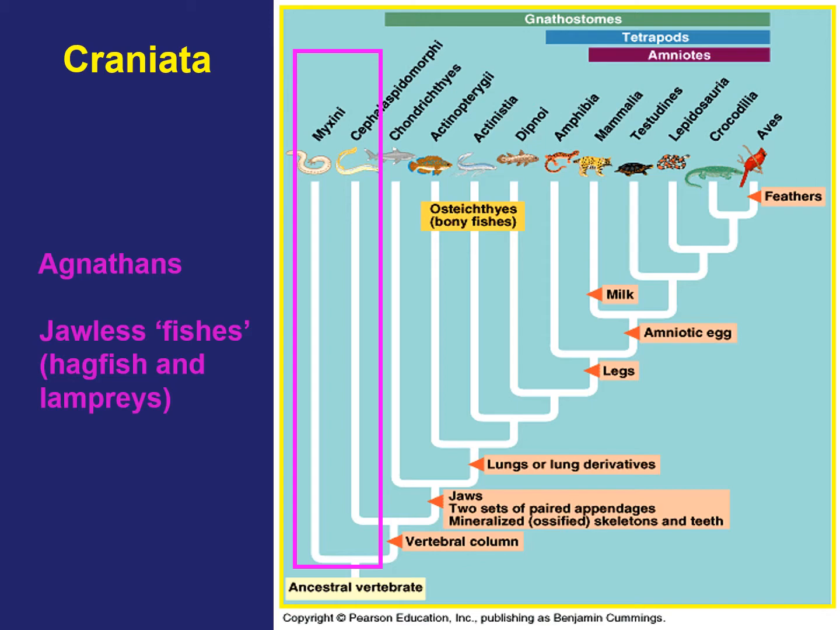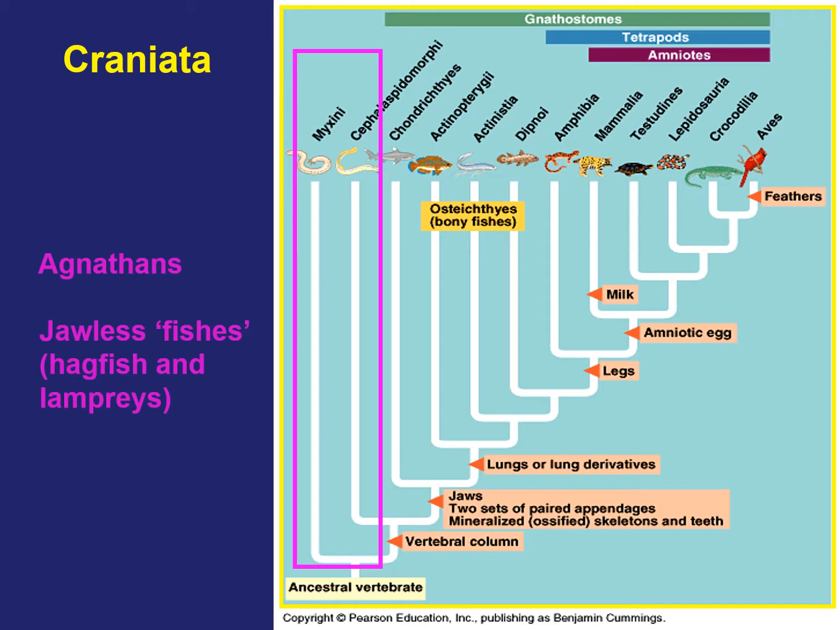Okay, so let's go and look at this cladogram here. So we have our ancestral chordate that gave rise to our ancestral vertebrate, and then we have the development of the vertebral column, of course, development of jaws, lungs, etc., etc. We'll get to all of those features. But the first member of the craniata that we're going to look at are the agnathons.